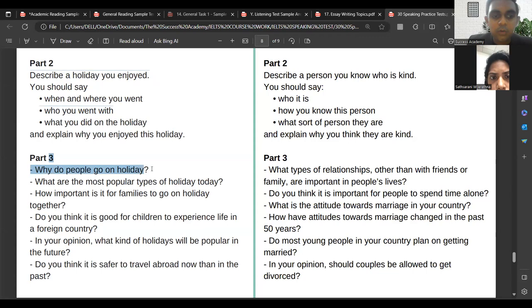Why do people go on holiday? What are the most popular types of holiday today? How important is it for families to go on holiday together? Right? This sort of questions related to the theme are what they are going to ask.